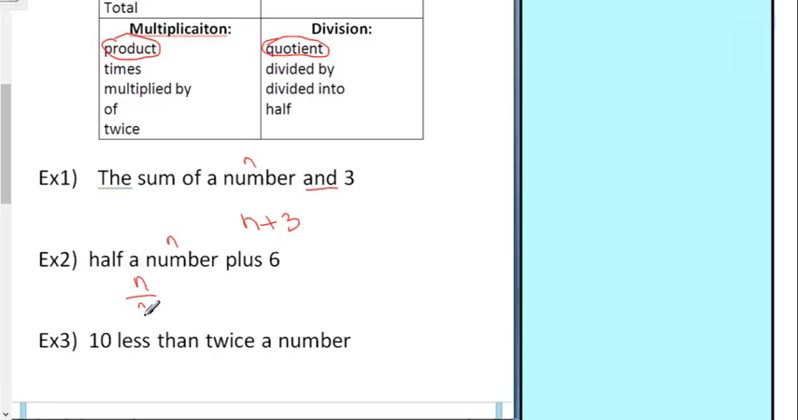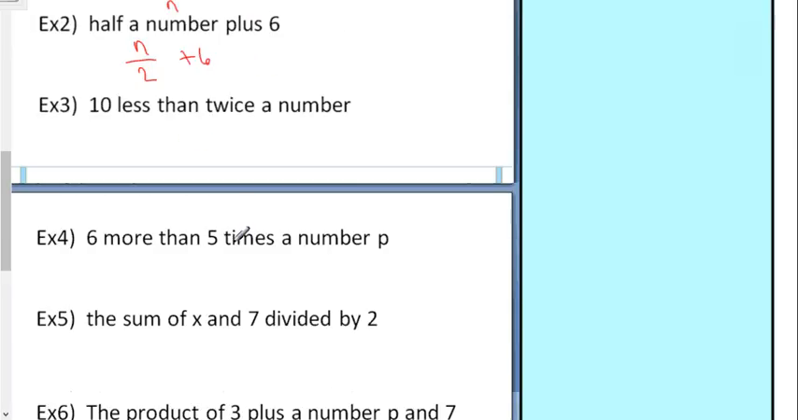So you're dividing it by 2 plus 6. Okay? Pretty simple. All right, now let's spend some time here.